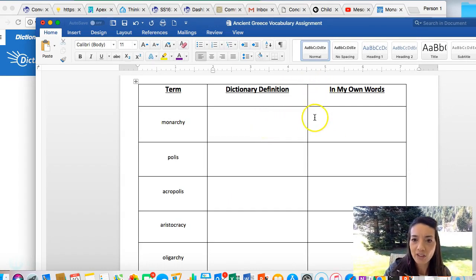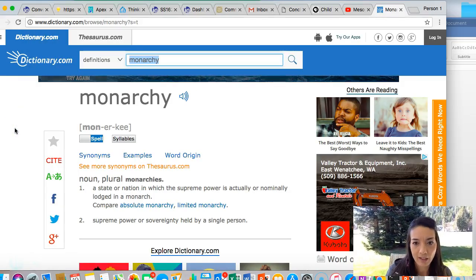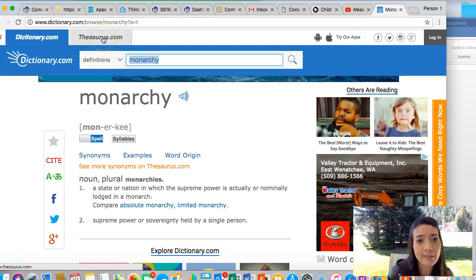And then in your own words, I would like you to explain what that definition means to you. So some of you have done a great job with putting these into your own words. So kudos to you. Some of you need a little bit more help, and perhaps you can use the thesaurus to help you find other words that mean the same thing and is used in the definition.